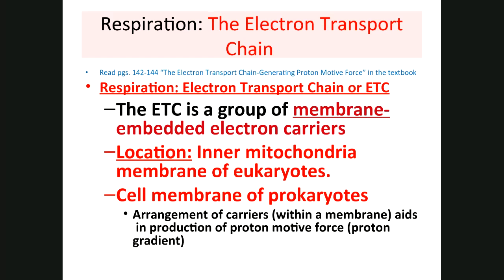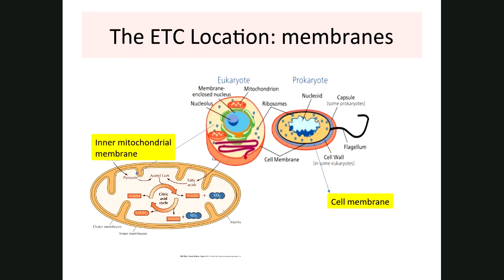So the electron transport chain occurs in a membrane. In eukaryotes, it happens in the inner membrane of the mitochondria. In prokaryotes, in the cell membrane, because we need a membrane for the electron transport chain. So this is showing you the location of the inner mitochondrial membrane in eukaryotes.